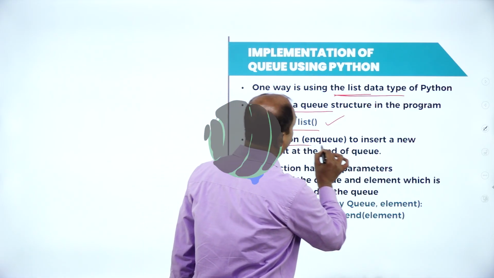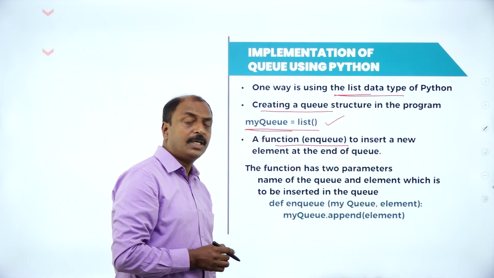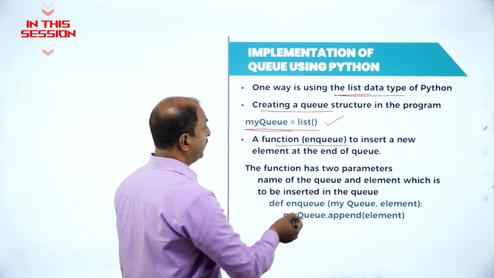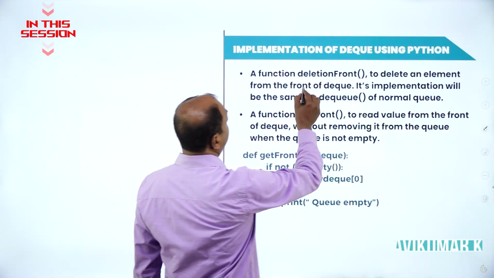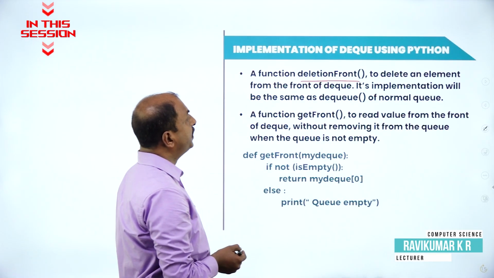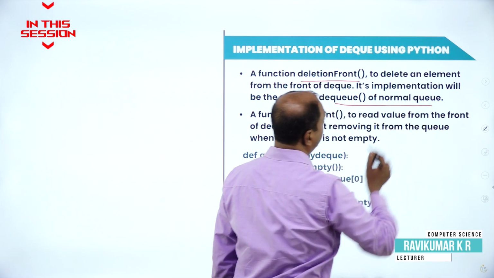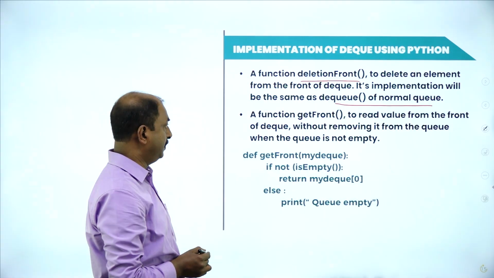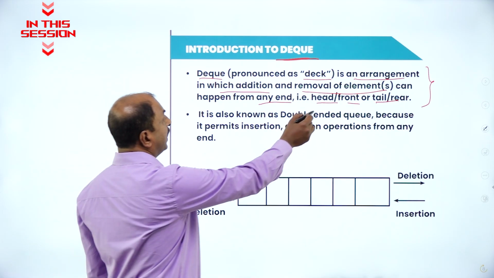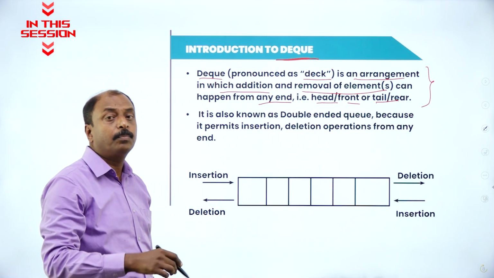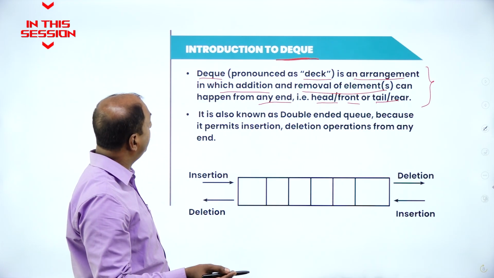The function NQ. What is NQ? NQ is nothing but an operation to insert a new element at the end of the queue or at the rear pointer. Deletion front. So deletion front is a normal deletion function with normal queue operation. DQ is a type of queue where insertion and deletion can take place at both ends, from the front end as well as at the rear end or rear pointer.